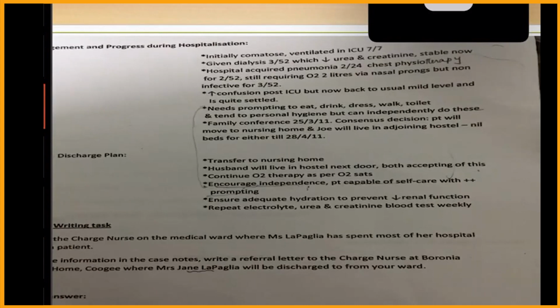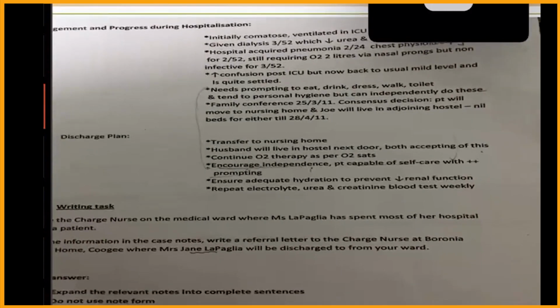Non-infective. Increased confusion post ICU, but now back to usual mild level and is quite settled. Needs prompting to eat, drink, dress, walk, toilet, and tend to personal hygiene, but can do these independently. Family conference 25/3/2011, consensus decision: patient will move to nursing home and Joe will go to the adjoining hostel. Nil beds for either till 28/4/2011.